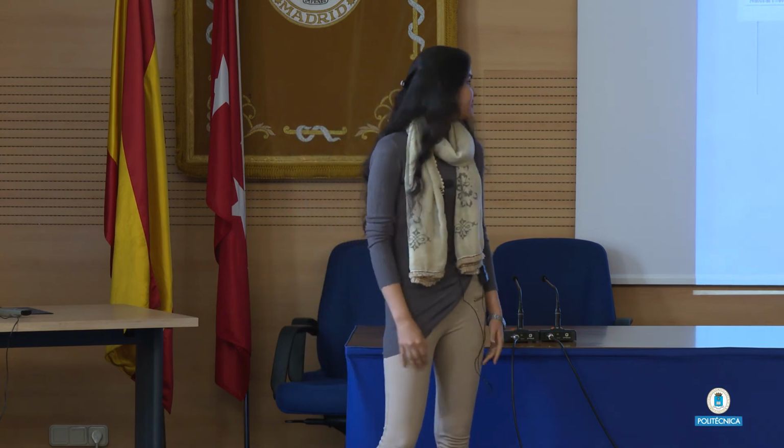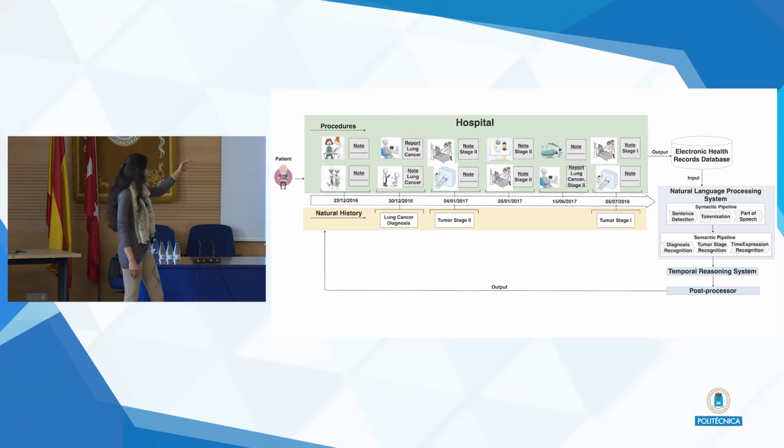To solve this problem, we have an architecture that is made of 3 components. The first one is natural language processing, which is used to find medical events and time expressions from clinical text. The second thing is a temporal reasoning system, which is used to find temporal relations from clinical text. And the third is a post-processor that is used to order the events and basically construct the medical timeline.